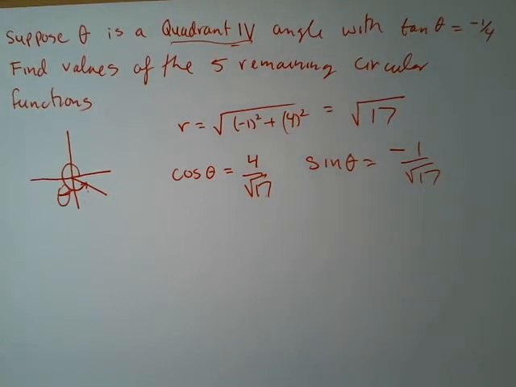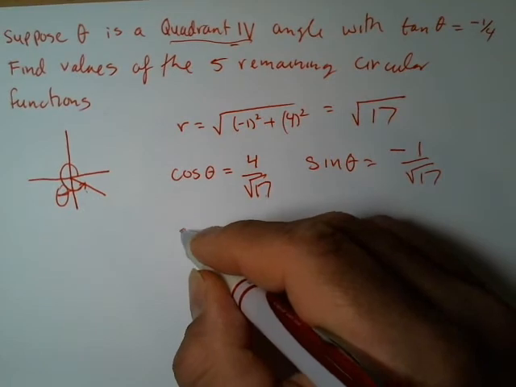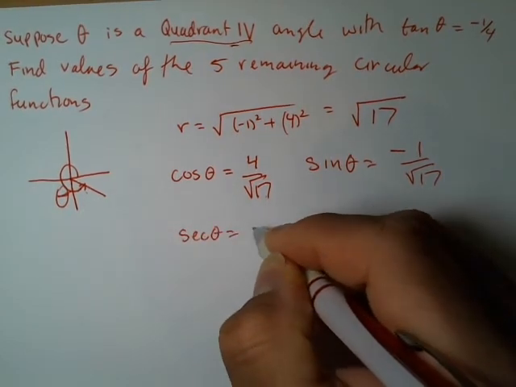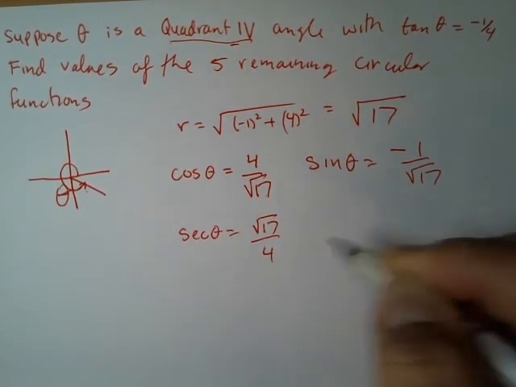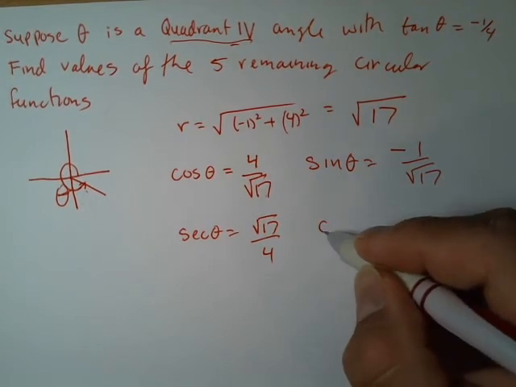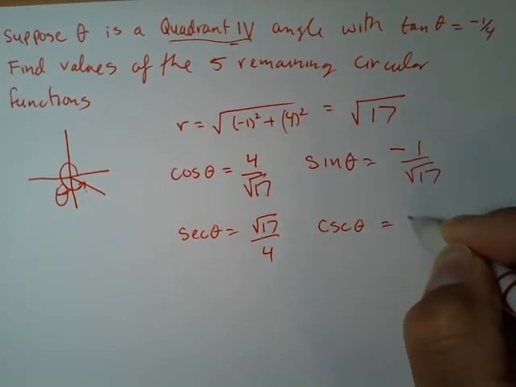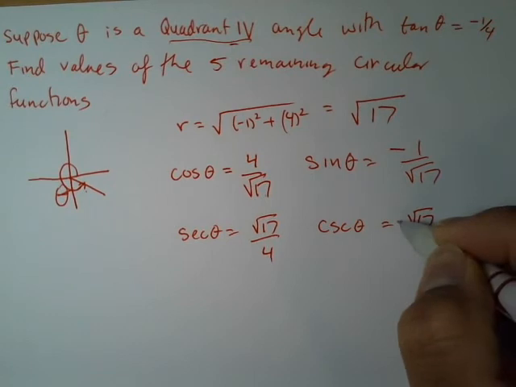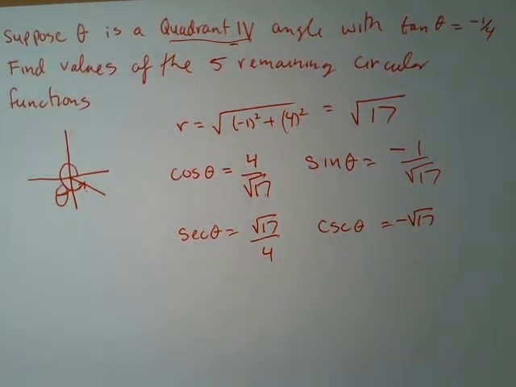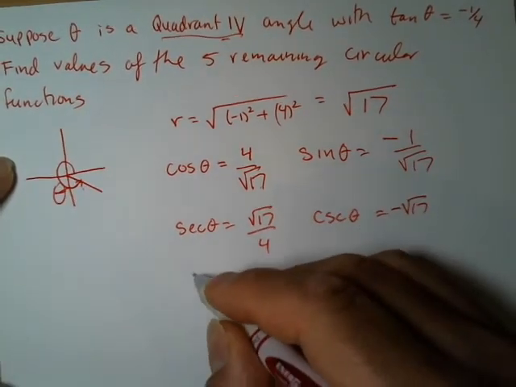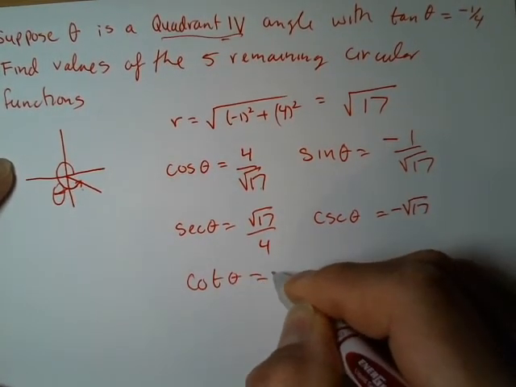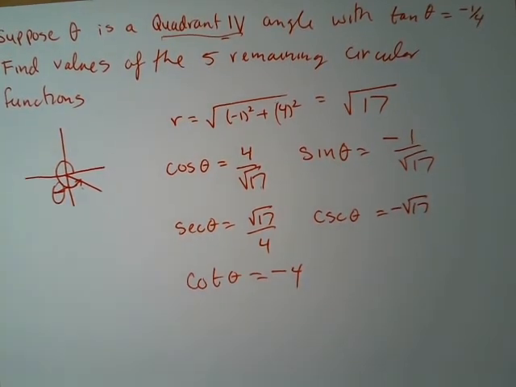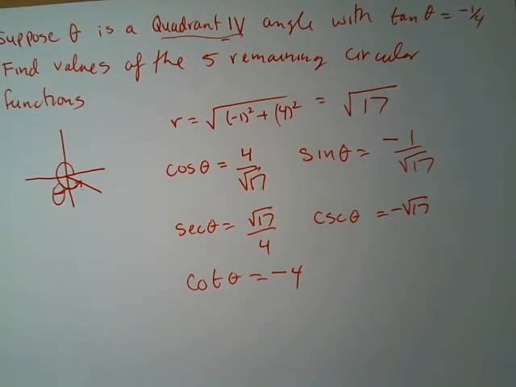Okay, and secant theta, reciprocal identity, root 17 over 4. And cosecant theta, negative root 17 over 1, but again, we can just write it as negative square root of 17. And the last one we're missing is the cotangent. Using the reciprocal identity, we just get negative 4.